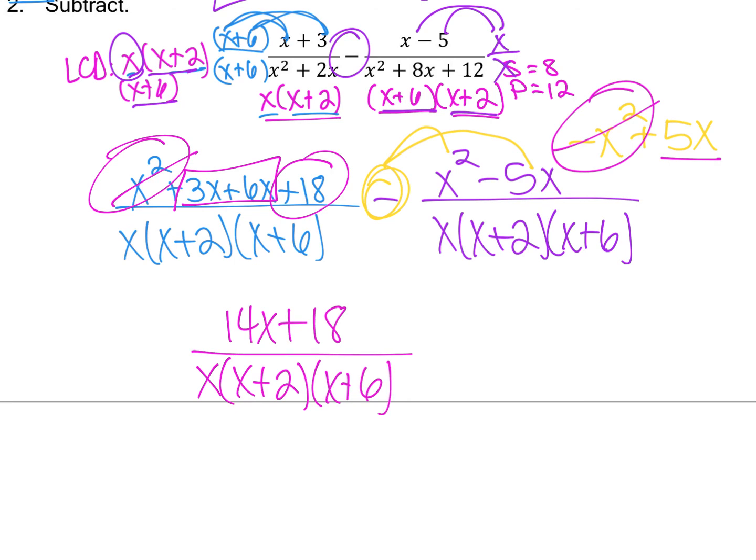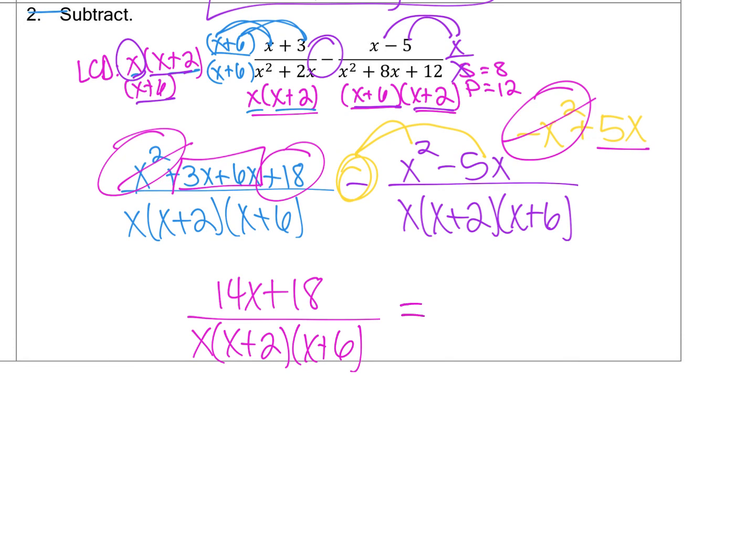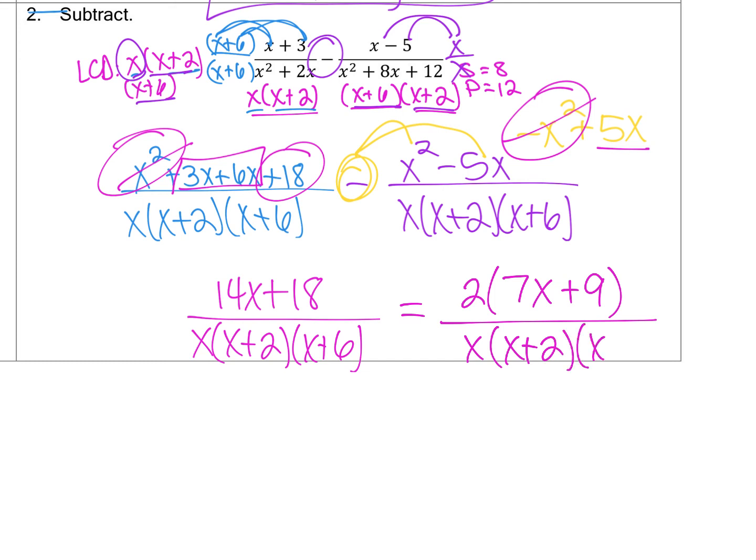And then at the end, remember, just check, see if you can factor the numerator. We can. They have a 2 in common, so we'll take a 2 out. That leaves us with 7x plus 9. And then notice we don't have any common factors, so that would be our final answer.